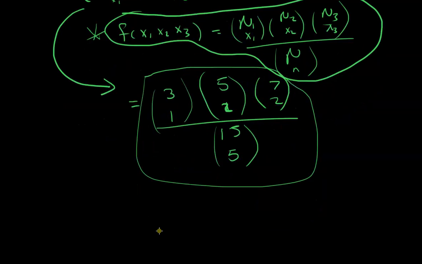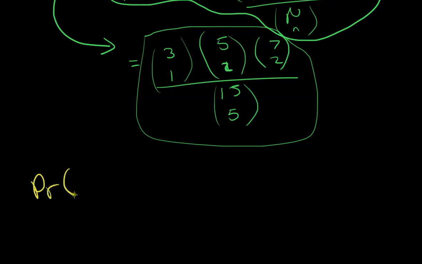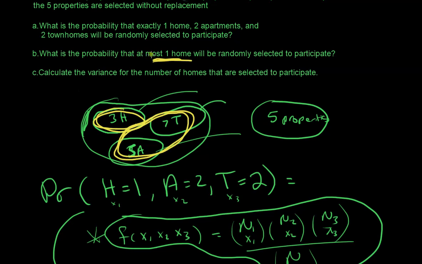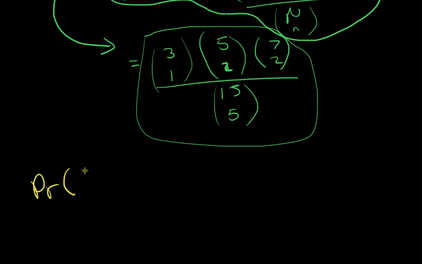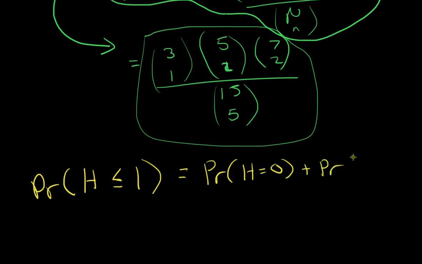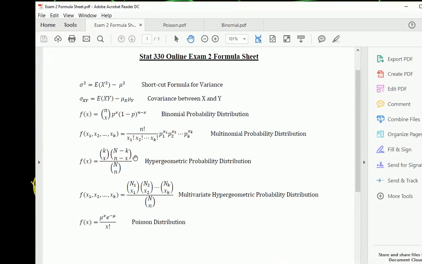Okay, so let me write this down. So we're talking what's the probability that there is at most one home. So the number of homes, H, is less than or equal to 1. At most one home. So that means that they either have 0 homes selected, or there is 1 home selected. Okay, so you can add these two probabilities. So this is a single variate hypergeometric probability distribution because there's homes and then there's others, right?